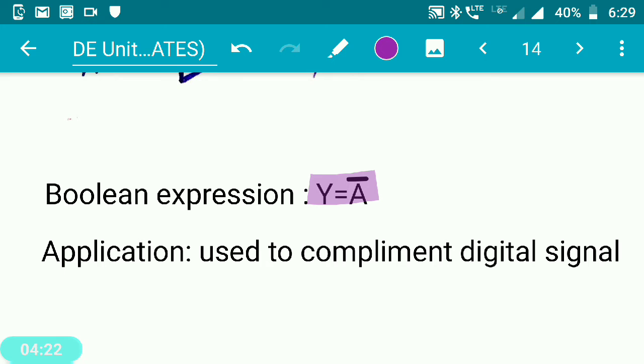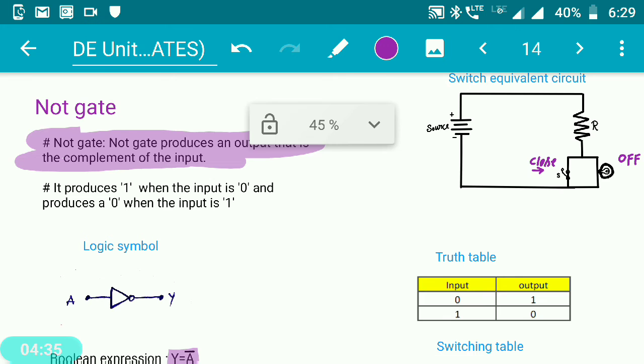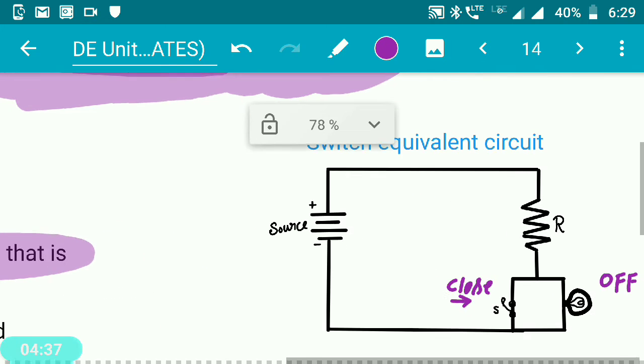Then we go to understand the application. Application is very simple. Whenever you want a complemented output of the given digital signal, you can definitely make use of this logic gate, which we call the NOT gate. Then we go about understanding the switch equivalent of the NOT gate.